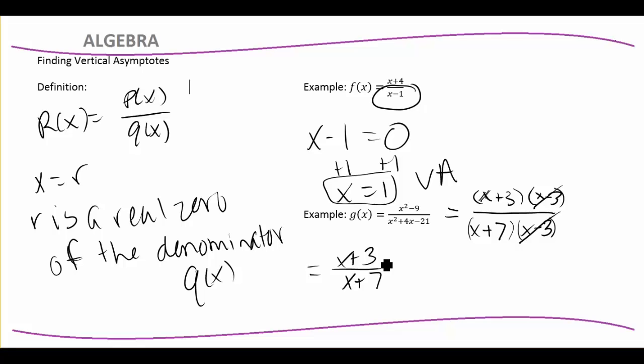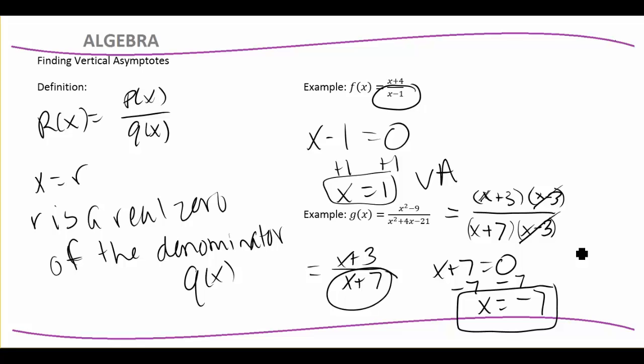We can do this by setting the denominator, which we have as x plus 7, equal to 0. So we're going to have x plus 7 equals 0. And now we're going to solve for x. We're going to subtract 7 from both sides, and we're going to get x equals negative 7. And this is our vertical asymptote. Our vertical line is x equals negative 7, because x cannot be negative 7, since it would make a 0 in the denominator. In the next video, we will talk about horizontal asymptotes.